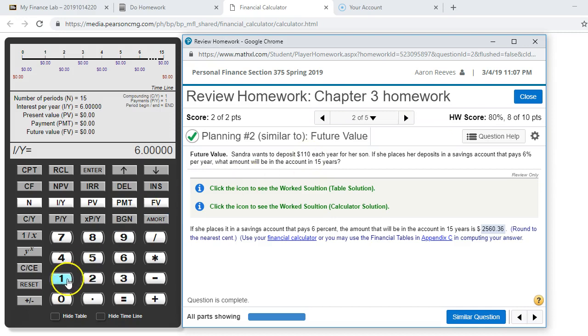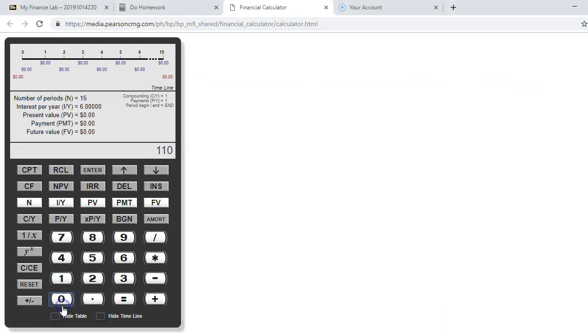So I'm going to put in the 110, put it in as a negative number. Whenever you put values into the calculator, you put it as a negative number in order to get a positive result. I'm going to hit the payment key. Then I'm going to click where it says CPT, which stands for compute, and then press FV for future value.